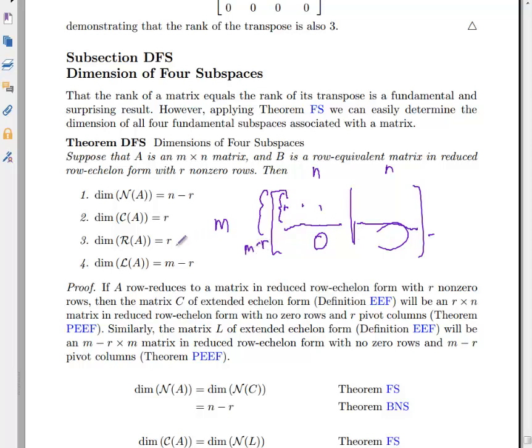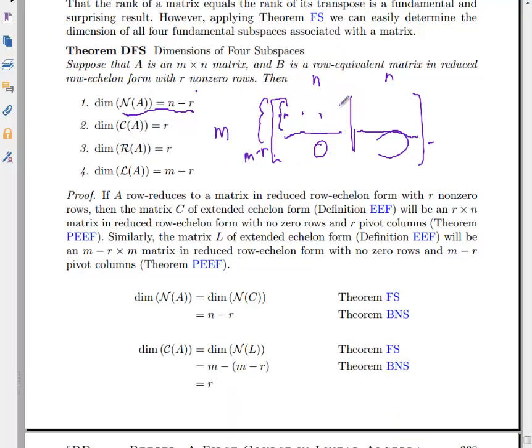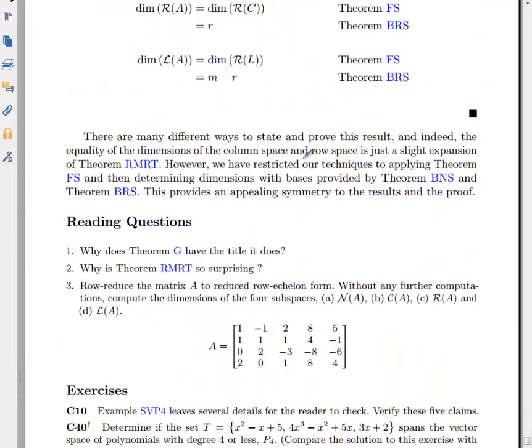So that gives us all the results. The dimension of the null space is n minus r, which is the number of non-pivot columns here. The dimension of the column space is r, which is the number of pivot columns, which is the same as the number of non-zero rows. The dimension of the row space is r, and the dimension of the left null space is the number of vectors left over here. So we have all these dimensions following simply from the reduction of the extended row echelon form. Okay, and that takes us to the end of this section.